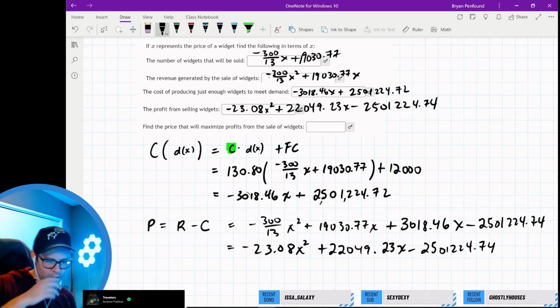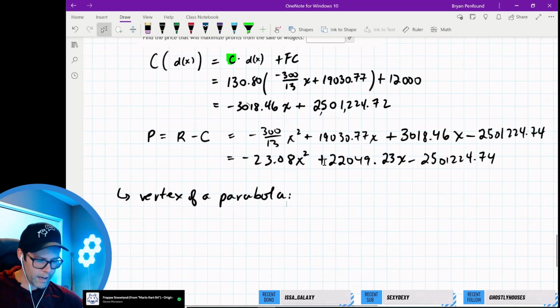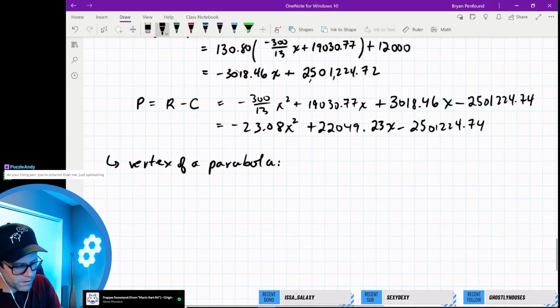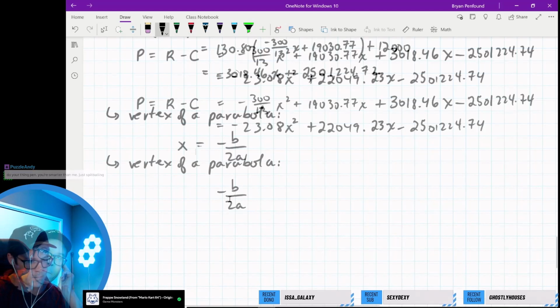Okay, there's our profit function. Find the price that will maximize profits. So ours is a parabolic function opening down. 100% agree. Where is the vertex? Is the vertex at negative b over 2a? Is that going to be the x value that we're looking for?